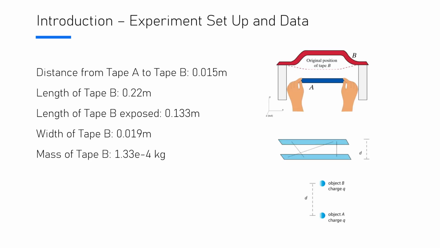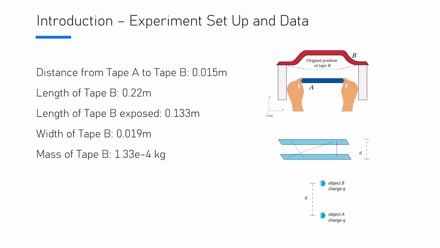For the experiment setup and data, we took tape B and set it up at the top of two bases, and tape A, which was set up below tape B. The length for tape B was 0.22 meters. However, the exposed area to tape A was 0.133 meters.